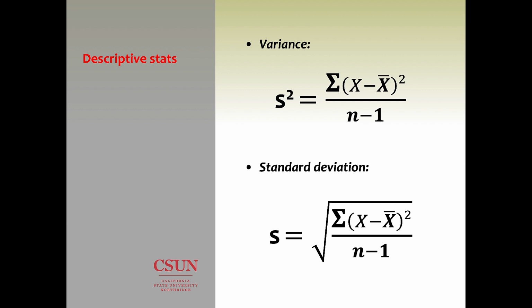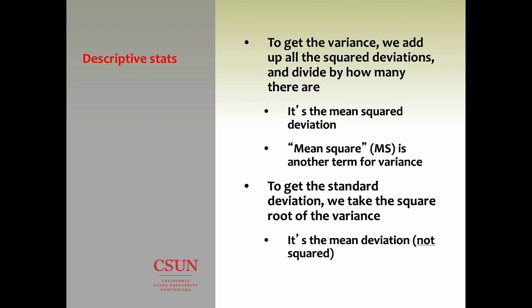So we talk about a variance, we talk about a standard deviation. They sound very fancy. I'll show you in my other videos how to calculate them. But if you take the square root of the variance, you get the standard deviation. And the variance is the mean squared deviation. Technically, sometimes it's called the mean square.